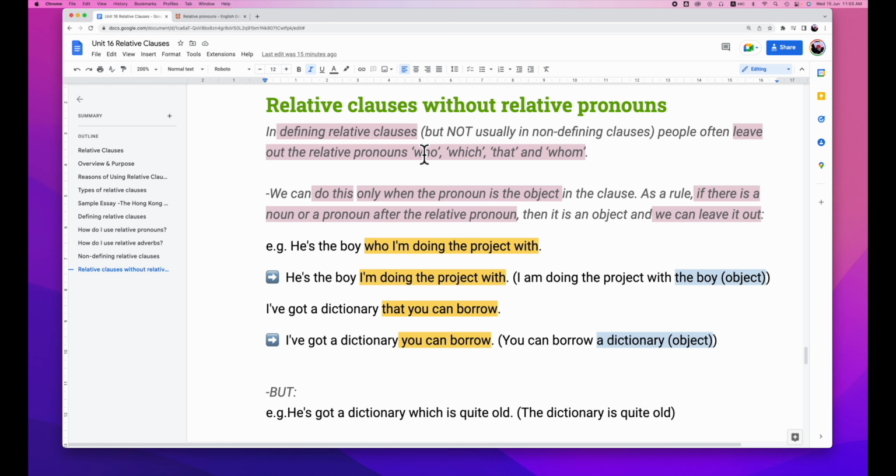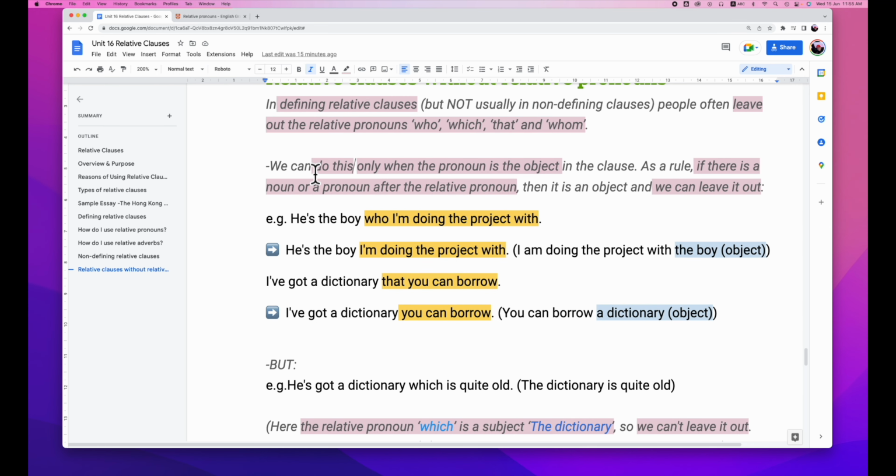Defining relative clauses often leave out the relative pronouns who, which, that, and whom. But it is not usual to do it in non-defining clauses. Now, we could do this only when the pronoun is the object. What does it mean, object?